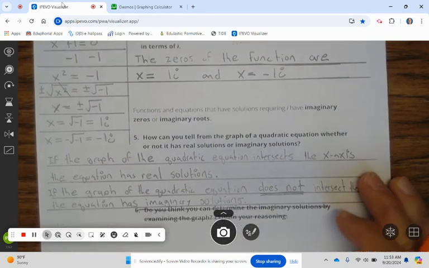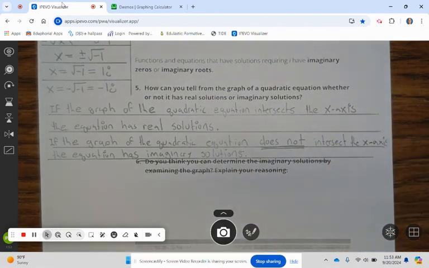All right, let's take a look at number 5. How can you tell if the graph of a quadratic equation has real solutions or imaginary solutions? If the graph of the quadratic equation intersects the x-axis, the equation has real solutions. If the graph of the quadratic equation does not intersect the x-axis, the equation has imaginary solutions.